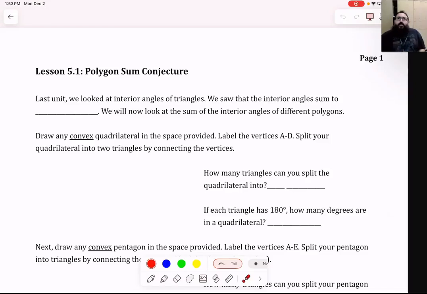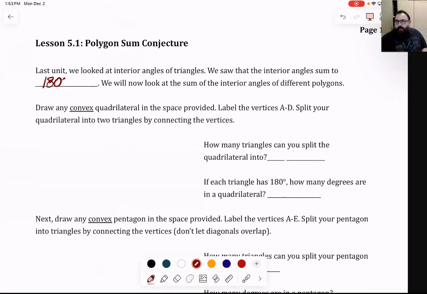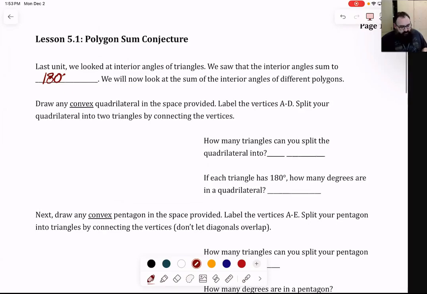So in the last unit, we looked at interior angles of triangles. So we saw that the interior angle sum, if you remember triangles, what do triangles add up to? 180. Yeah, okay. So now we're going to look at the interior angles for different polygons. Okay, not just triangles. So let's go ahead and draw any convex quadrilateral and label the vertices A through D.